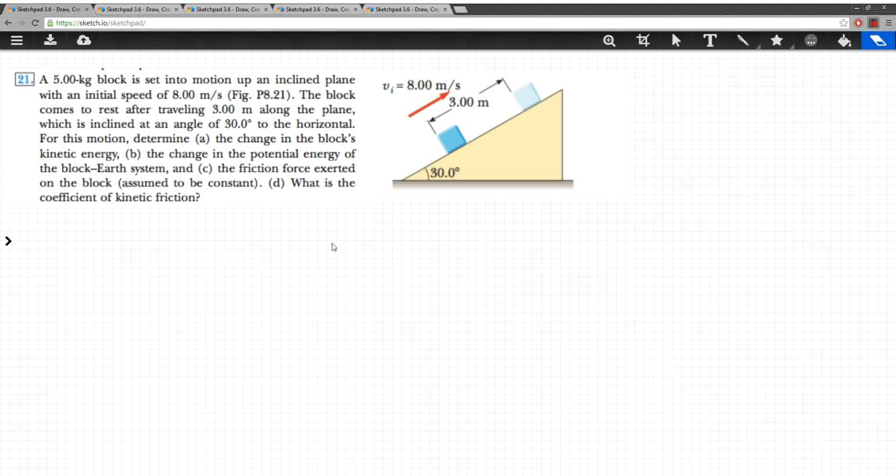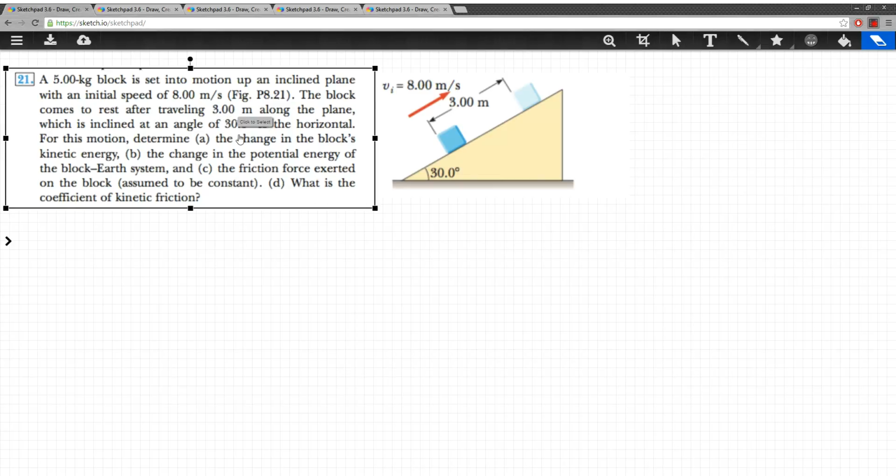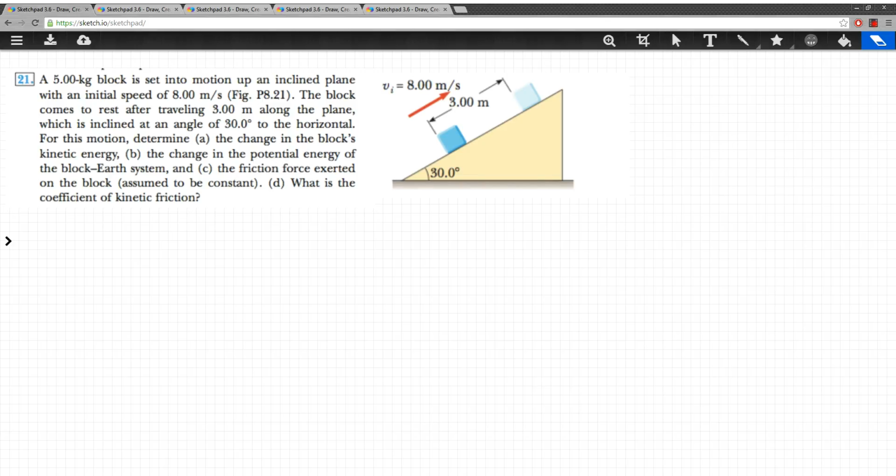Okay, so for number 21, a block is on an incline with friction, and it's given an initial velocity of 8 meters per second. And after 3 meters, it stops, so its final velocity would be 0 meters per second. And part A wants you to find the change in the block's kinetic energy.